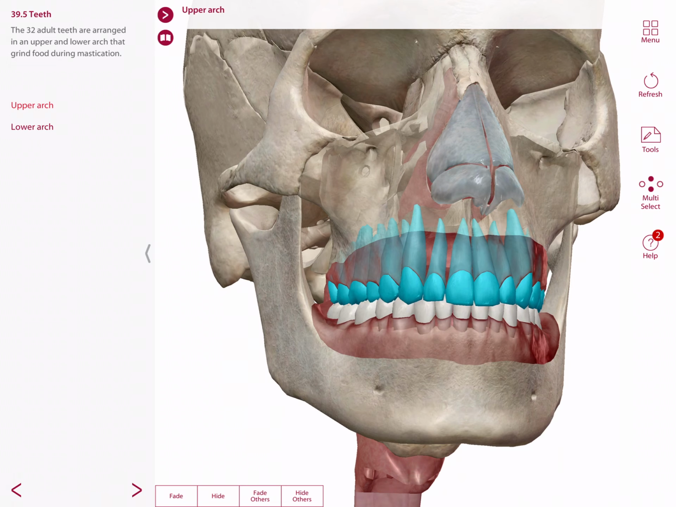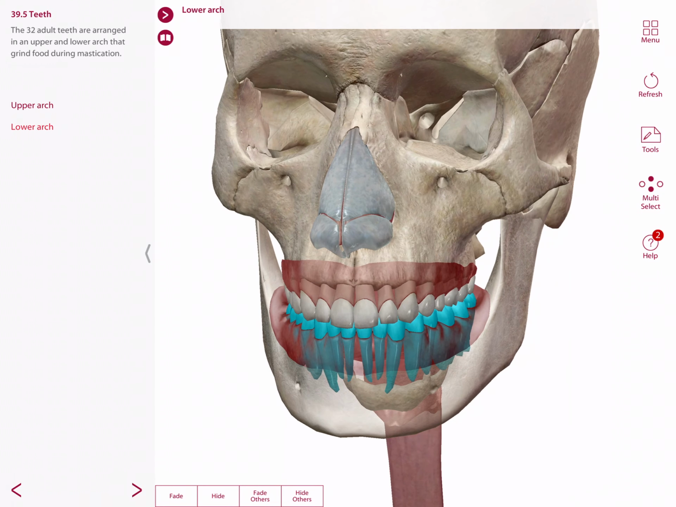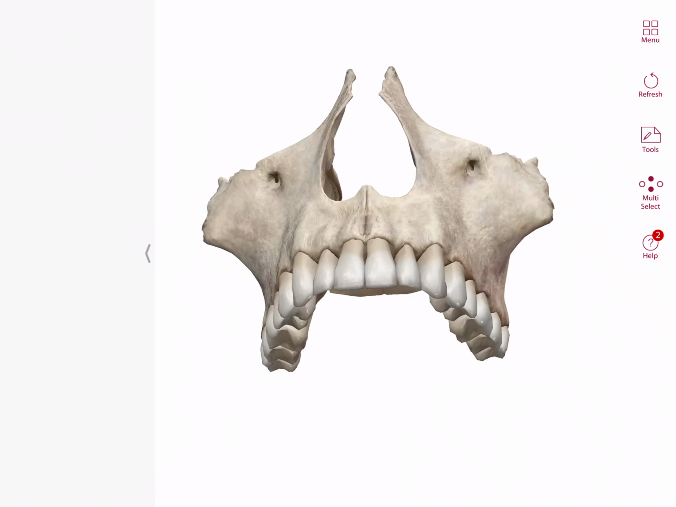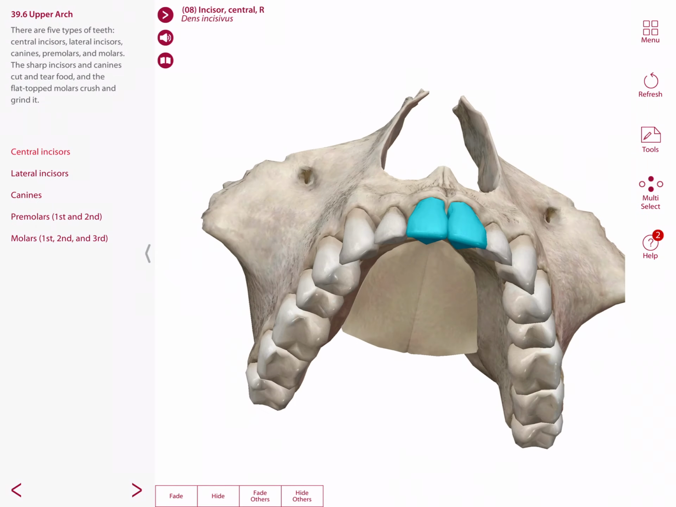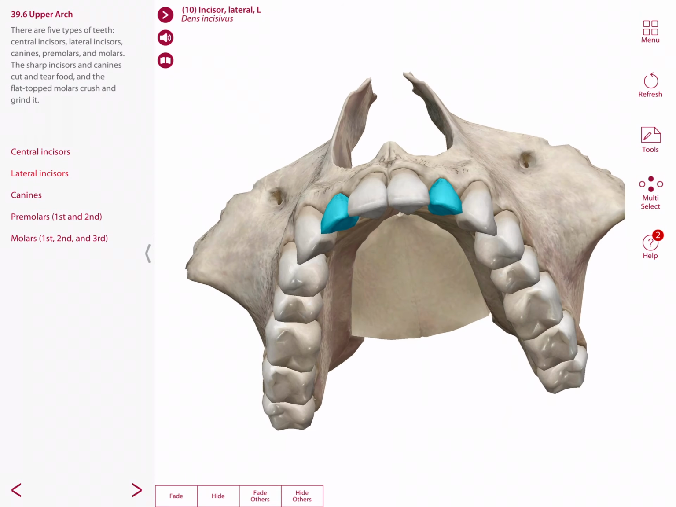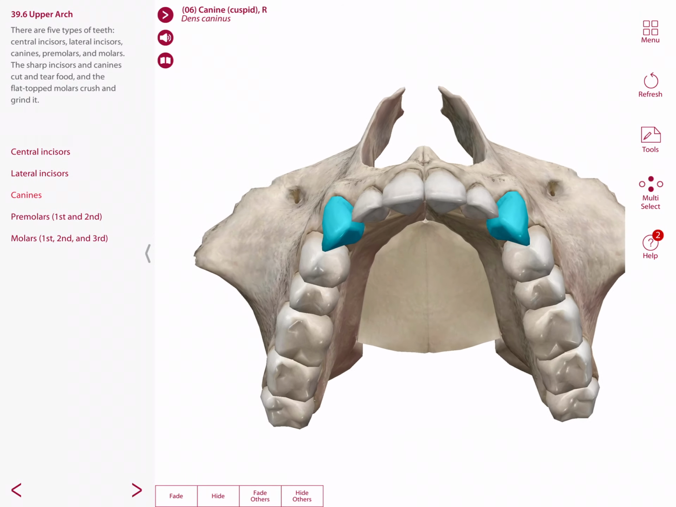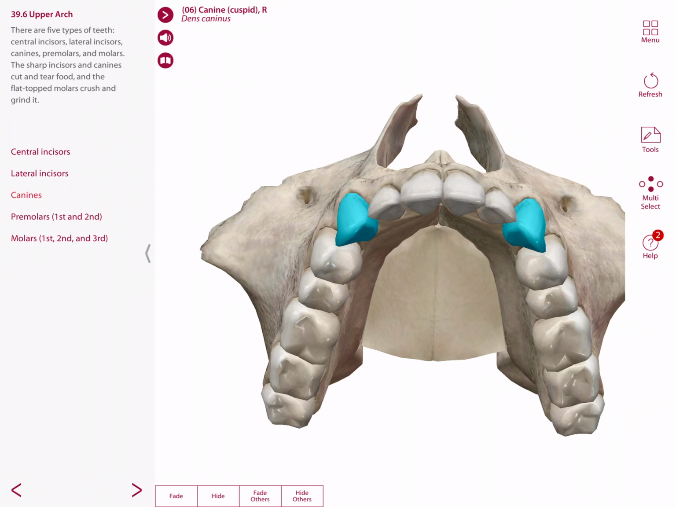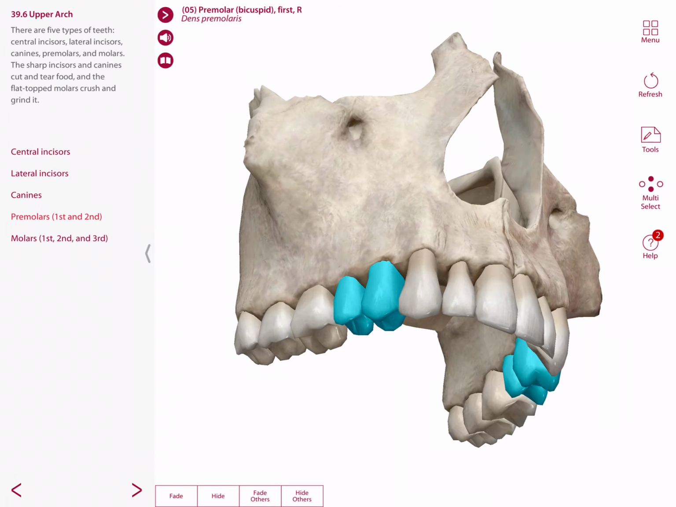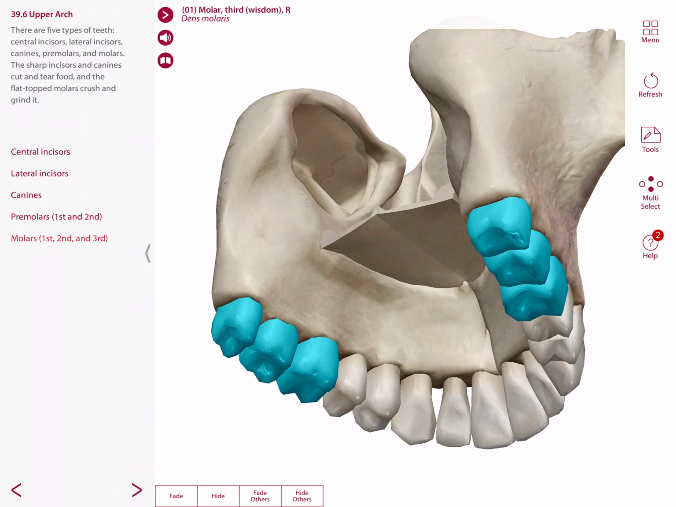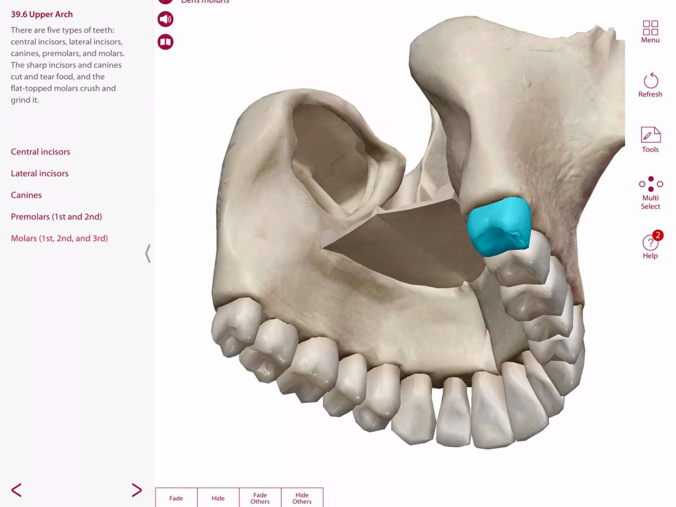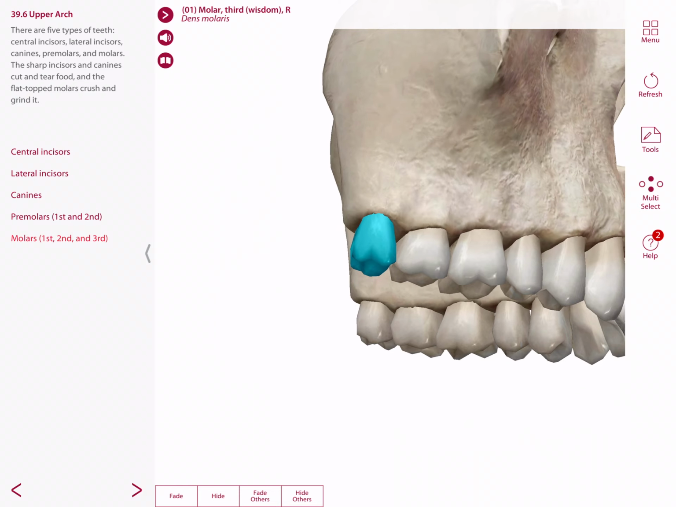We break it into an upper arch and a lower arch. The naming of these teeth is going to be the same. So when we look at the upper arch, we've got your central incisors out front. Next to those, we've got the lateral incisors, and then your canines. After your canines, you have your first and second premolars, and then you've got 3 sets of molars, unless by chance you've had this tooth removed, which is a wisdom tooth. So that third molar is in fact the wisdom tooth.